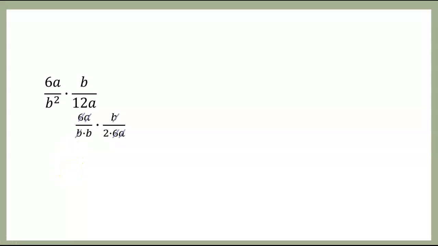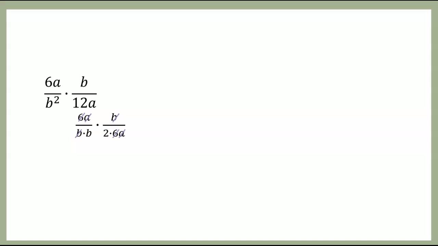So there's nothing left to cancel. So what remains? Well, on the bottom, we still have another b and we have a 2. So b times 2, or 2b, is in the denominator. On top, we canceled everything.